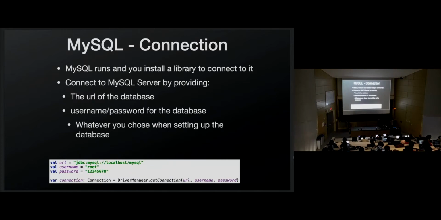So to establish a MySQL connection, this code is Scala code, but we're just talking about the concept here. No matter what language you're using to connect to your MySQL database, you're going to have to give it a few things. Your host name, localhost in my case, the database name, mysql, which I believe is just the default database name, I didn't change it, and a username and password.